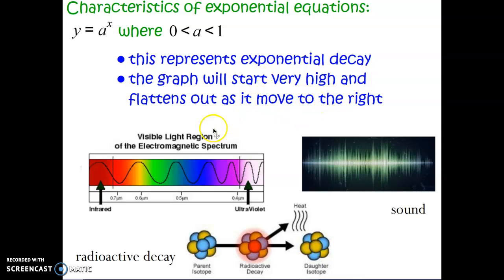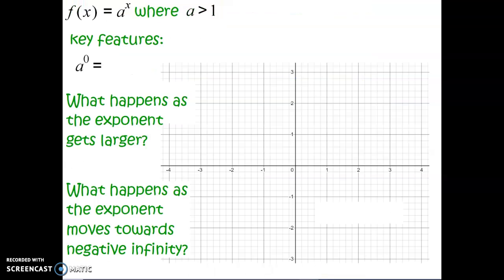to the right. So some things in real life that follow a pattern of exponential decay: the visible light spectrum, as it moves this way as it gets lower. Sound follows a pattern of exponential decay. And you guys have probably talked about in chemistry, radioactive decay. Okay, so let's look at some characteristics of each of those.